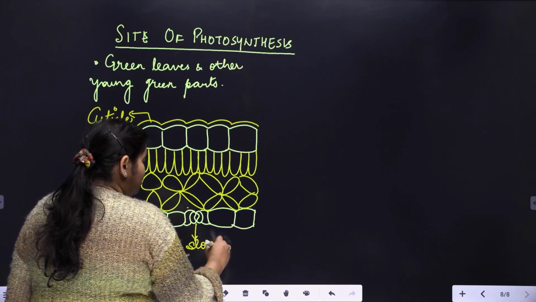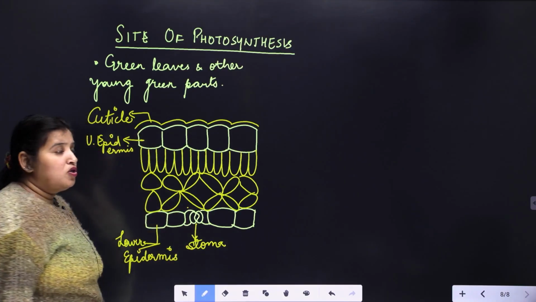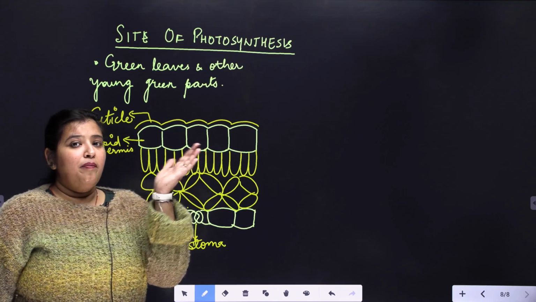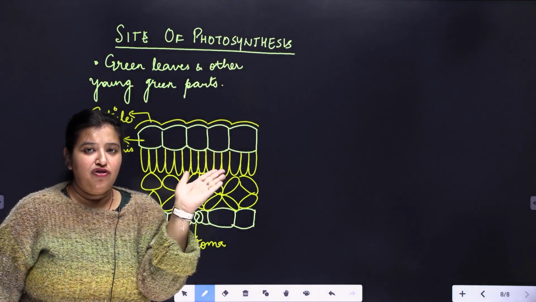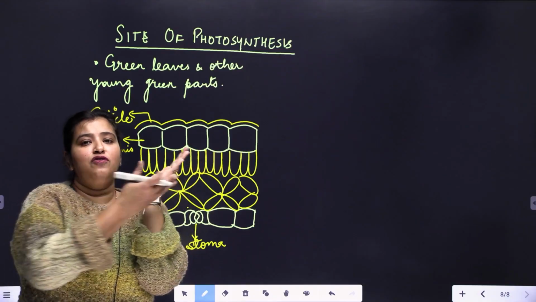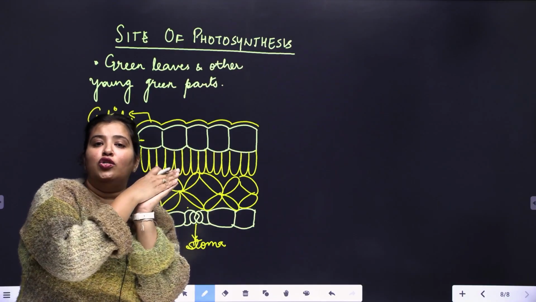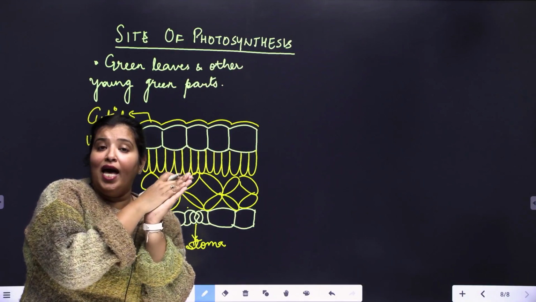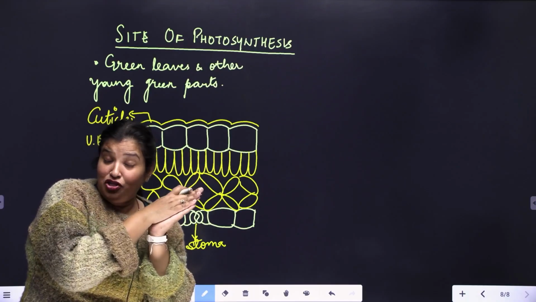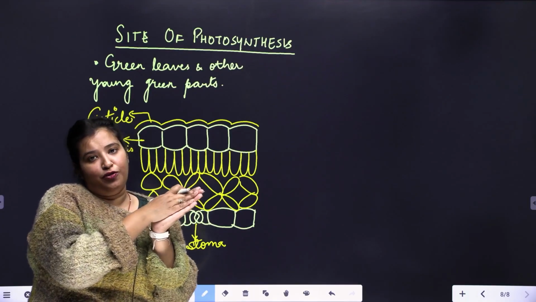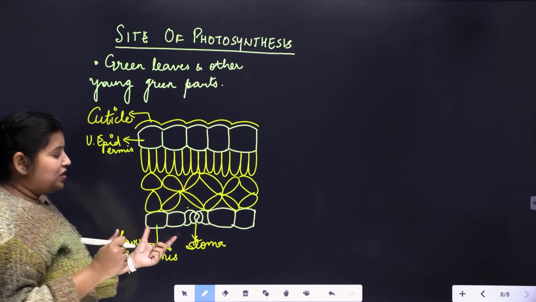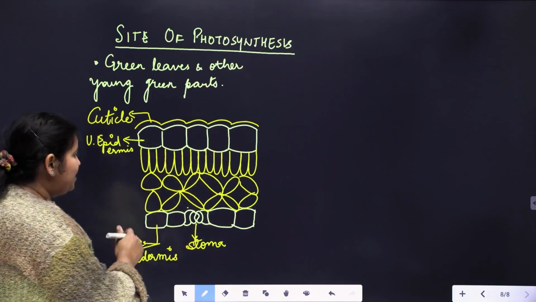Now you can observe that I have not drawn any stomata on the upper surface of the leaf, because when leaves are placed like this, they are called dorsiventral leaves, and such leaves have stomata on the lower surface and not on the upper surface. Again, an adaptation by the plants to reduce the rate of transpiration. All right. So stomata are present on the lower surface of these leaves.